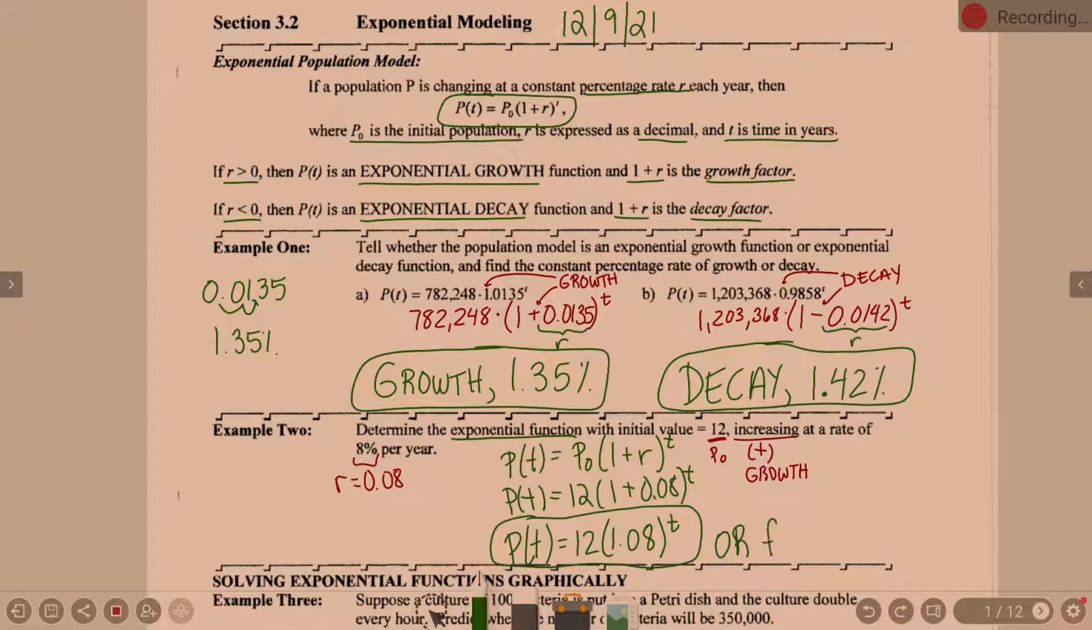However, you could also just use the generic f of x if you want. You could just as easily say f of x equals 12 times 1.08, and this time it'd be raised to the power of x. You could also see just y equals 12 times 1.08 to the x. So all possibilities there.